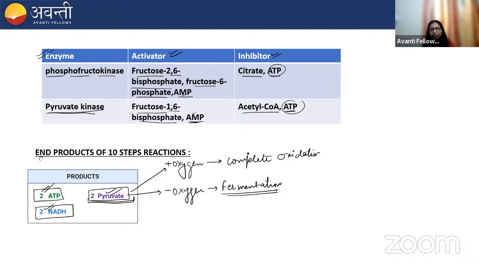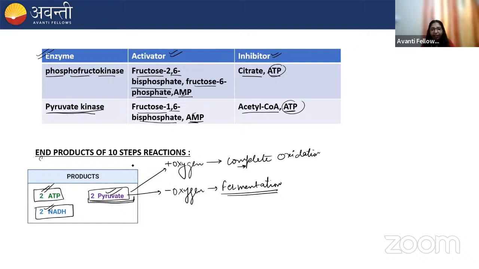Remember, a large amount of energy will be released when there's a complete oxidation, because this pyruvate will move to mitochondria where acetyl-CoA is formed. Acetyl-CoA will then enter the Krebs cycle in the matrix of mitochondria. Then the Krebs cycle will produce NADH and FADH2 that will move to the ETS, electron transport chain, and a large amount of ATP will be synthesized over there.